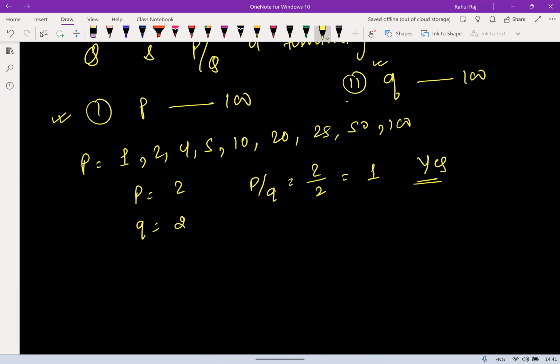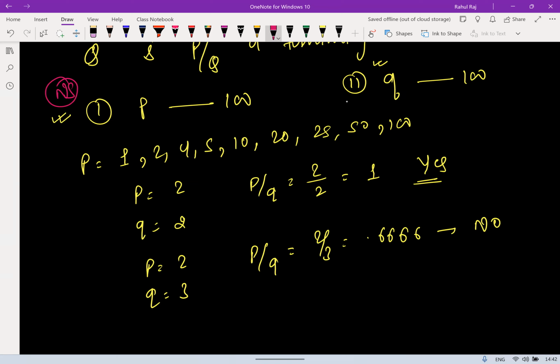So imagine I have taken one case where I have created a yes condition. Okay, this is a terminating decimal, but I can take another case. I'll imagine I have taken P is equal to 2. And from statement number 1, I have no idea about Q whatsoever. I can take Q any number. Let's say Q is equal to 3. So P by Q is what? 2 by 3. That is 0.6666. And it's a no situation. So for statement number 1, I can say right now it is not sufficient, just for the reason that I have got yes and no situations with statement number 1.